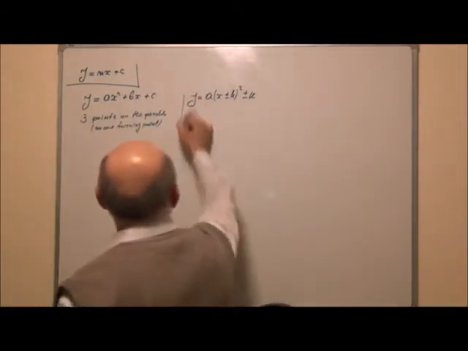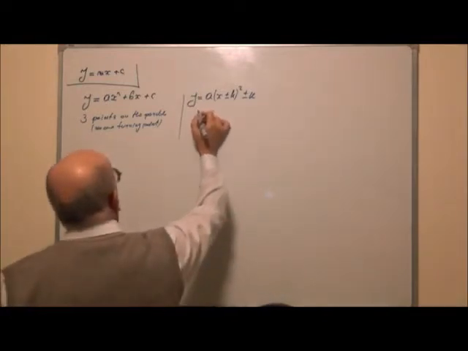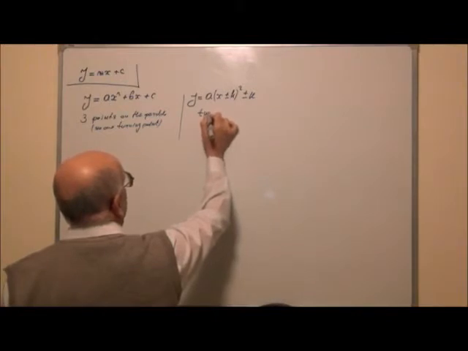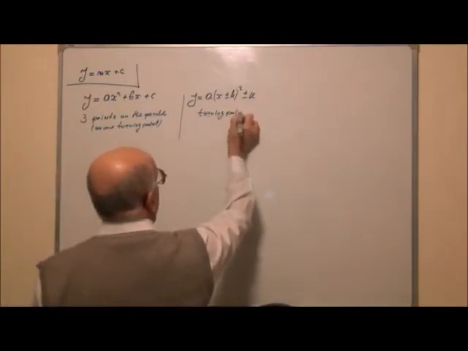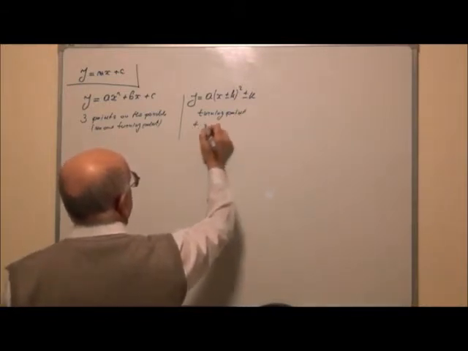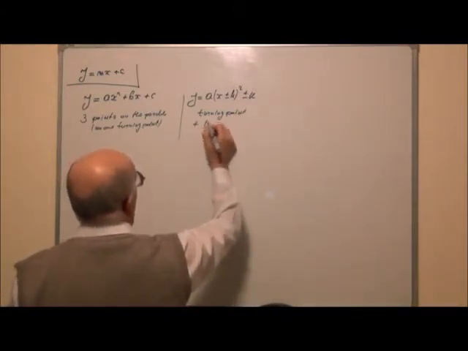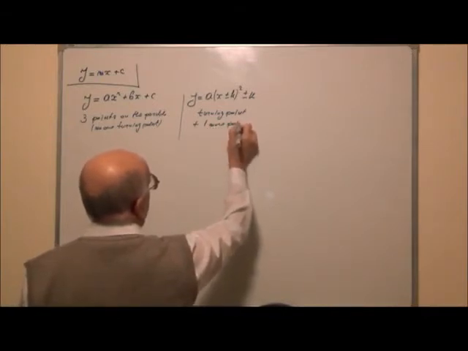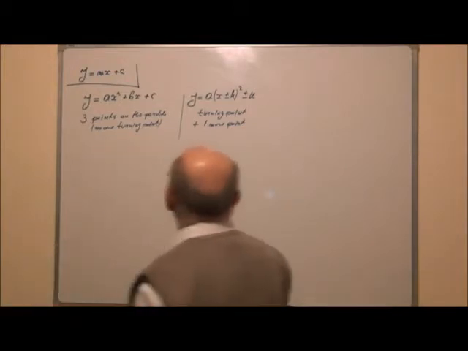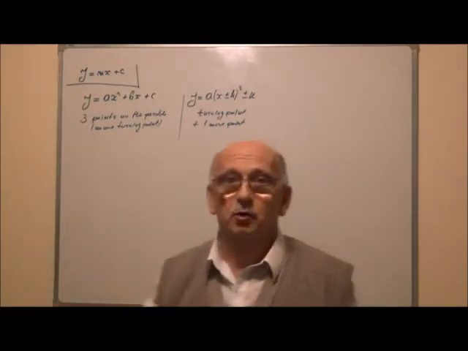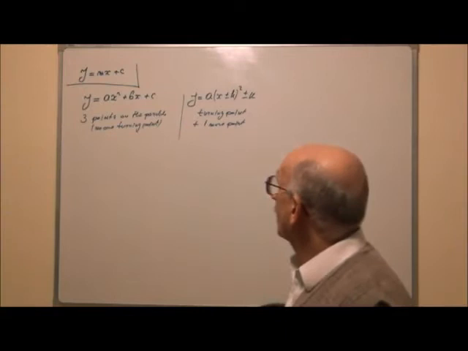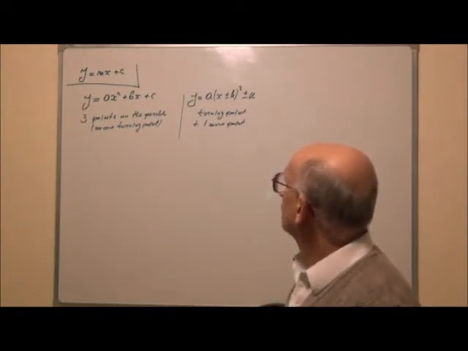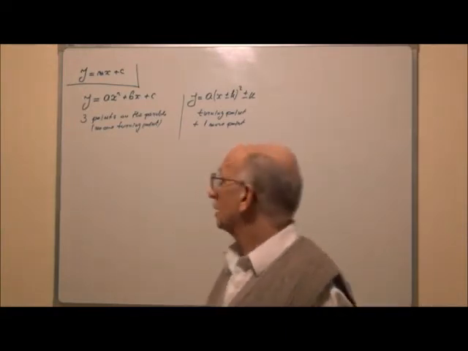On the other hand, if we know the coordinates of the turning point, plus one more point, in that case we will use the turning point form. So how do we work in each case?